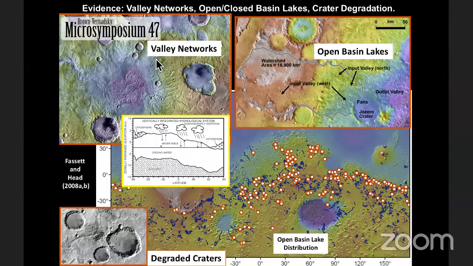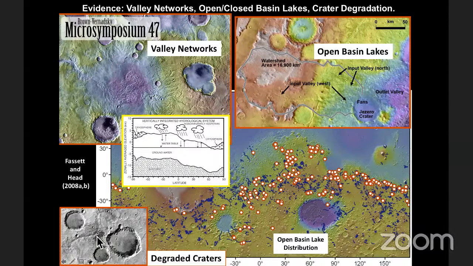So we have valley networks, we have open basin lakes. We also have a couple of hundred closed basin lakes, where water flows in and doesn't flow out. That's kind of the Hotel California of Mars lakes. Basically, water checks in, but it doesn't fill up the basin far enough to actually get water to extend out the other side, or the downward side, et cetera. So we can actually use that to test how much water might have been in there, a maximum estimate of the amount of water.